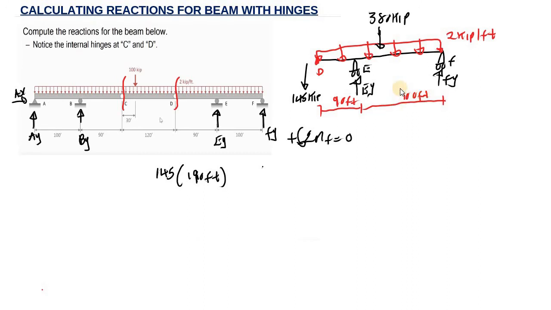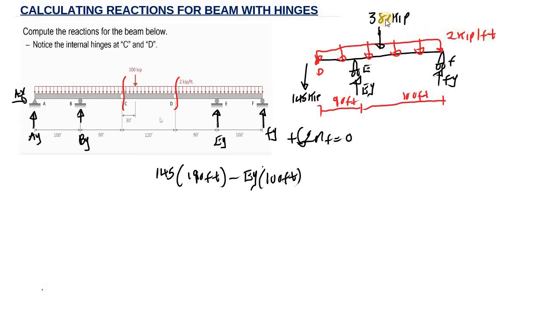Then we have EY, and EY, this is acting upward. If we apply this on this beam with relative to point F, it's going to try to rotate this beam in the clockwise direction. So this is going to be negative. So this is EY, then multiply by the distance. So what is the distance? The distance is going to be 100 feet, as you can see. This is from EY to point F. So this is multiplied by 100 feet.